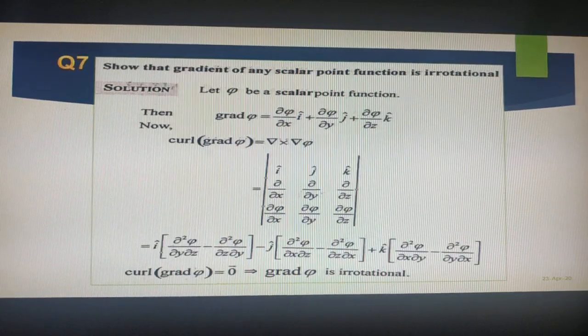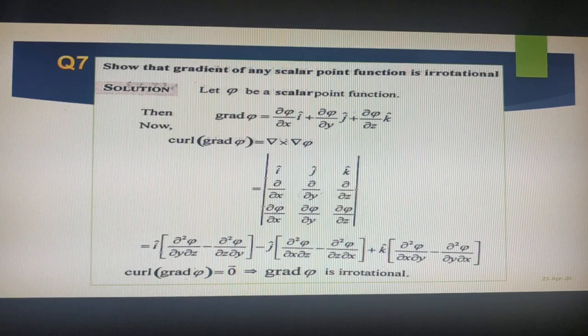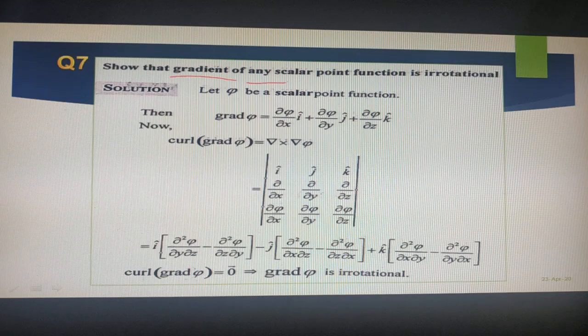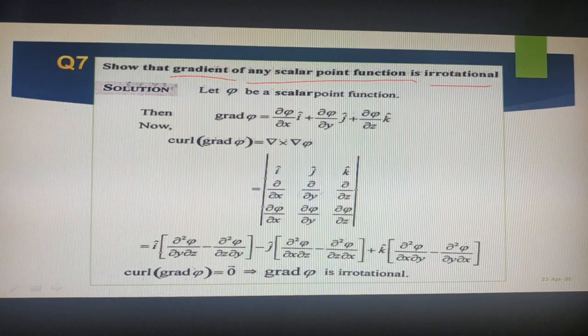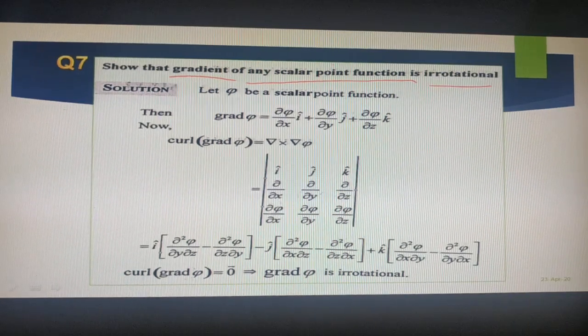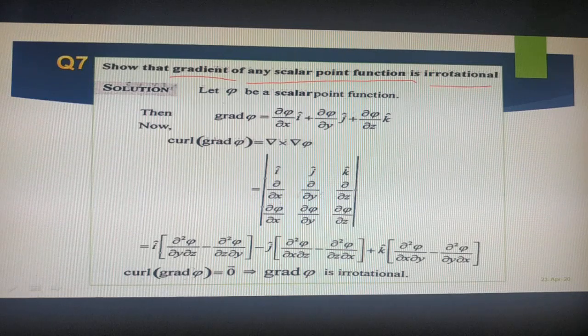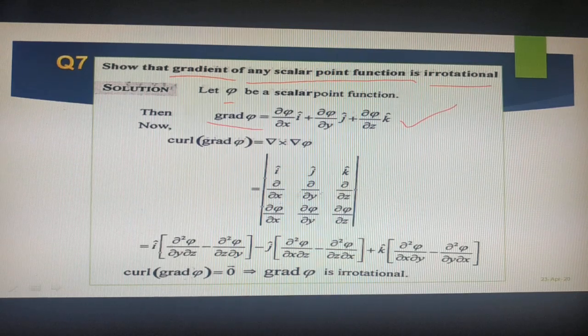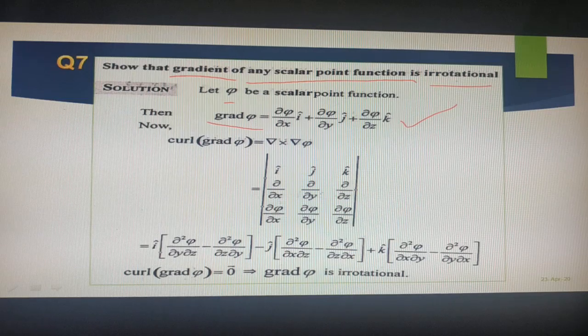Next. This is also a similar type of problem. This time we have to show that the gradient of any scalar point function is irrotational. It is the reverse now. So we have some scalar function. We have to take the gradient of the scalar function. Now it becomes a vector quantity. So now you should tell that this is irrotational.